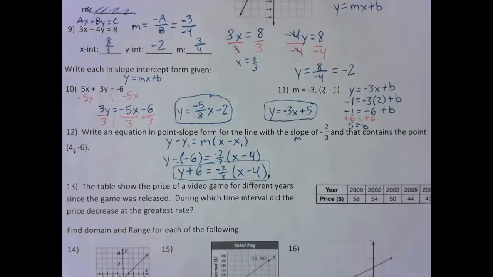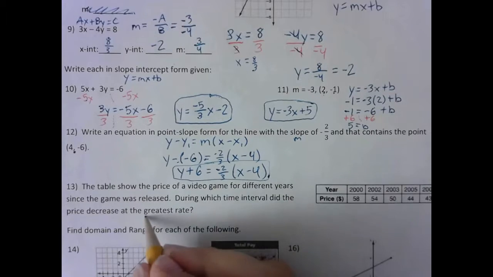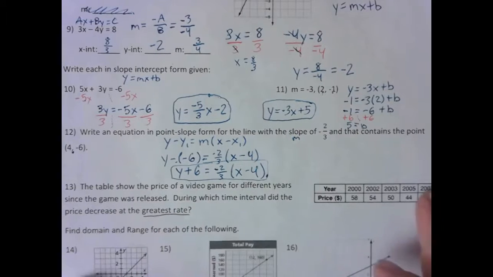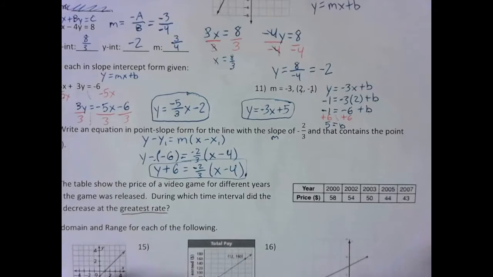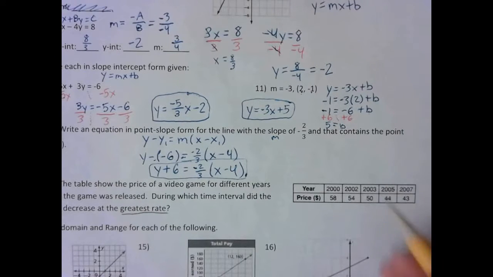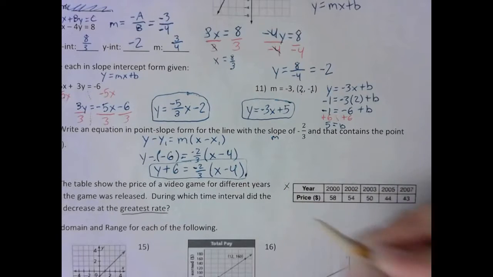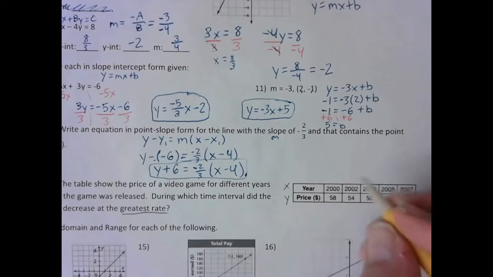Okay, this table shows the price of a video game for different years since the game was released. We need to find where the price decreased at the greatest rate. So we are looking at slope. That means we need to find the slope between each of these points. So first, let's find the difference between these years. And keep in mind, years is going to be our x, our price is going to be y.